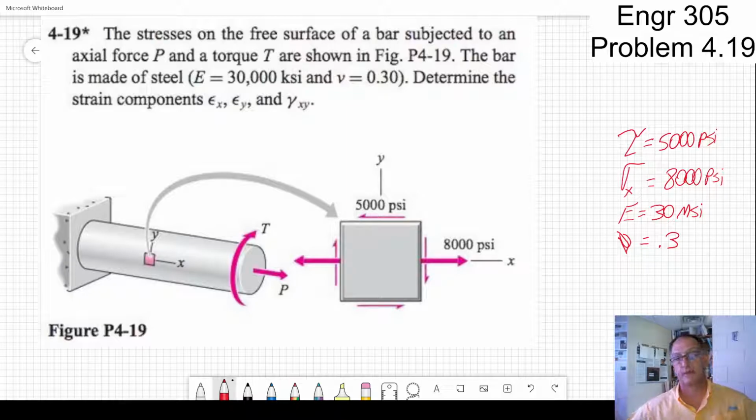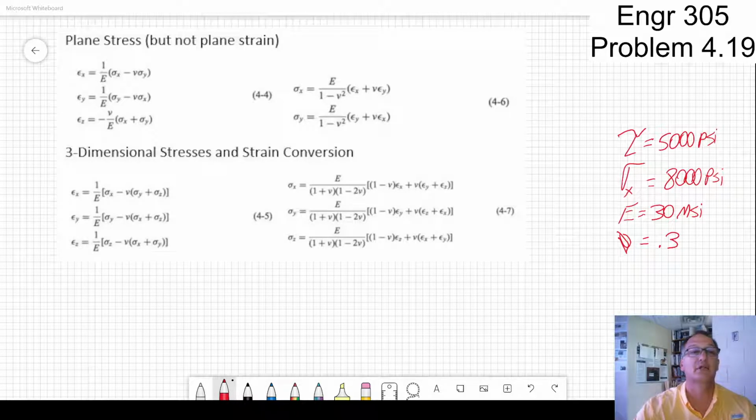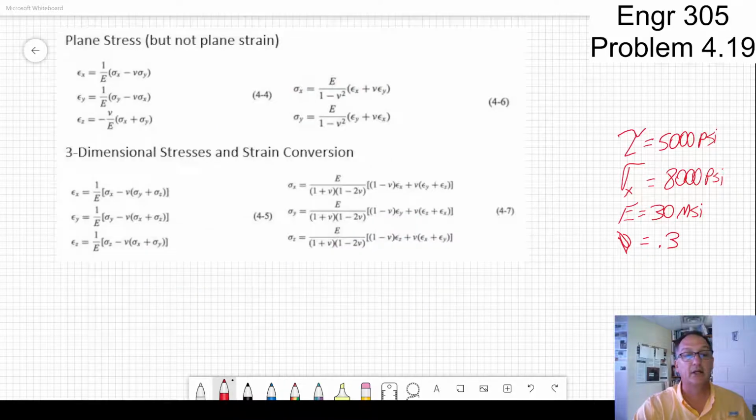This whole chapter has been about Hooke's law, how we do this. Let's get rid of the problem statement and show the study guide equations. The first question is, do we have plane stress or three-dimensional stress? Well, it was on a free surface. That means there's no stress in the Z. So this is plane stress, and we can use these equations to come up with the strain in the X and the Y.